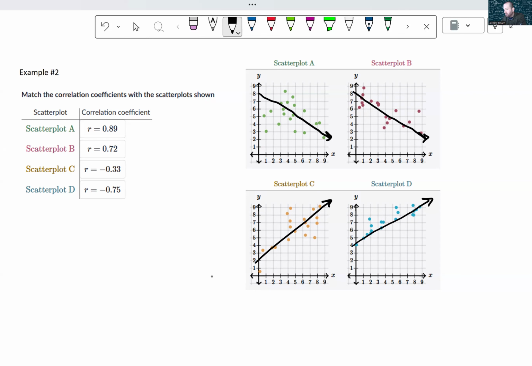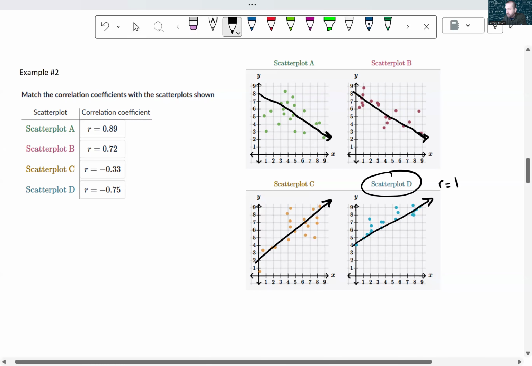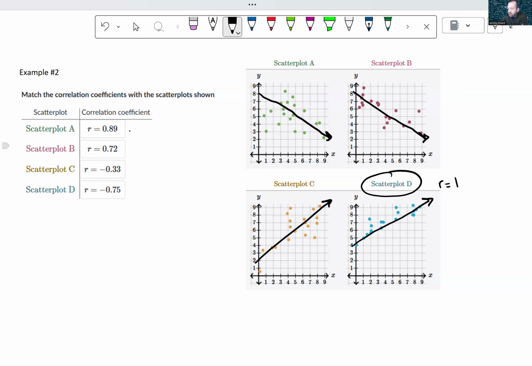So now let's figure out which one of these is closest to R equals 1. Which of these data points shows that they're increasing and which is closest to the line of best fit? And that looks like scatter plot D is closest to R equals +1. Now we're going to figure out which correlation coefficient is closest to R equals 1. That's 0.89, which is D. I'm just going to cross these out.